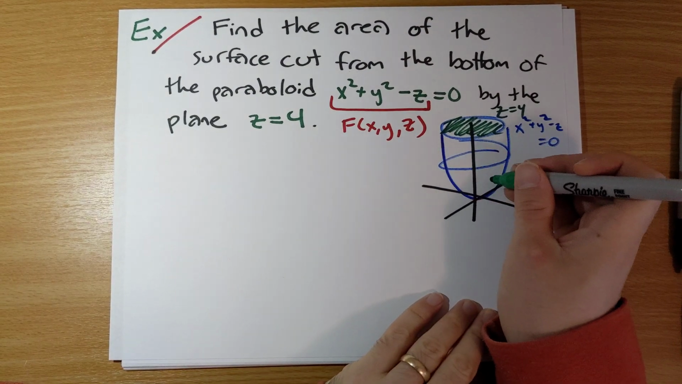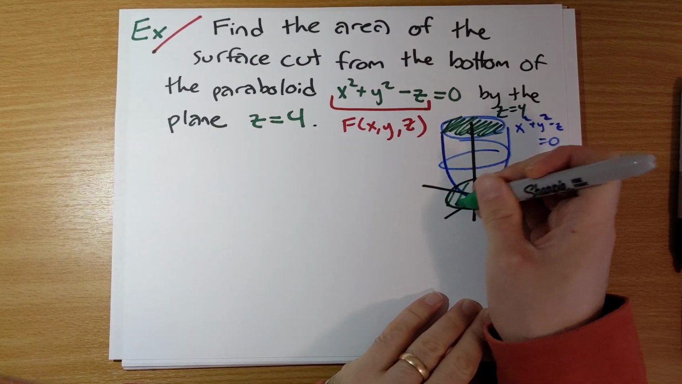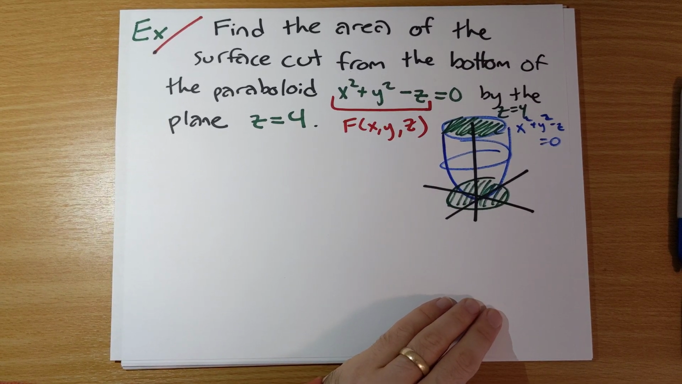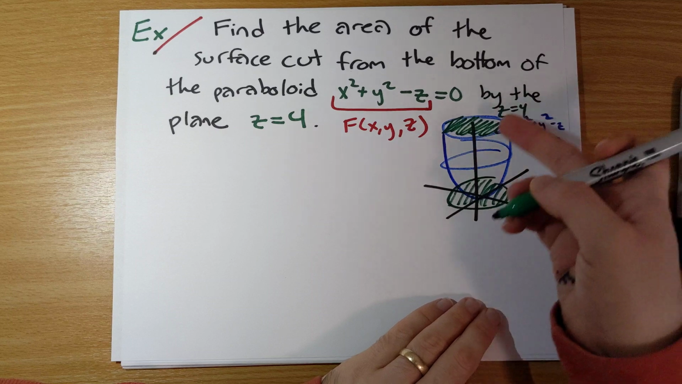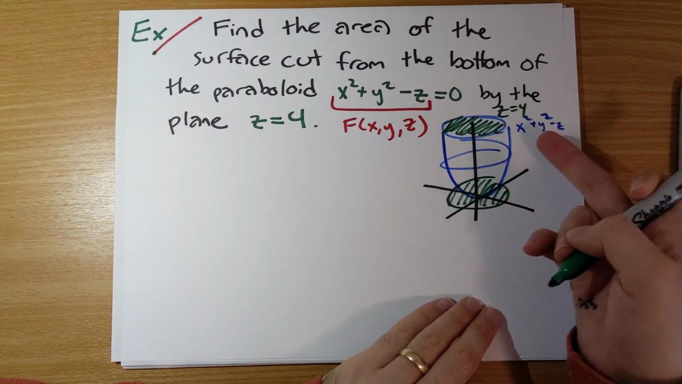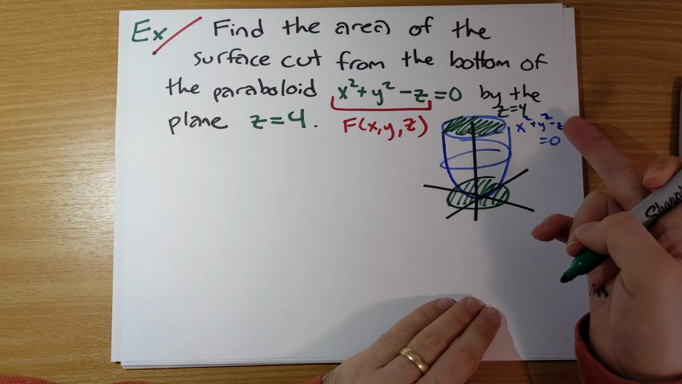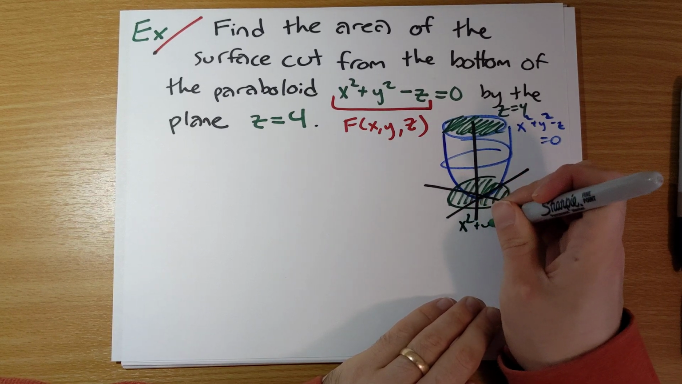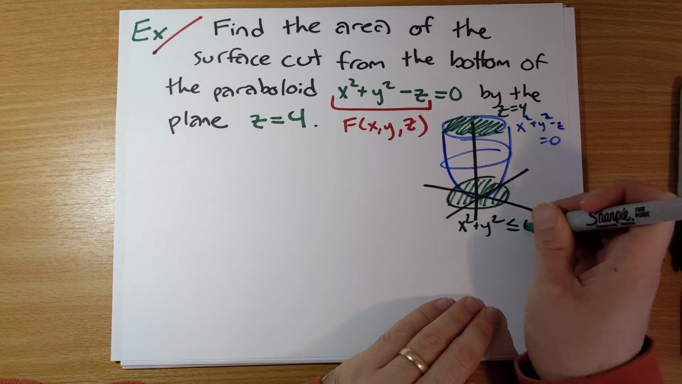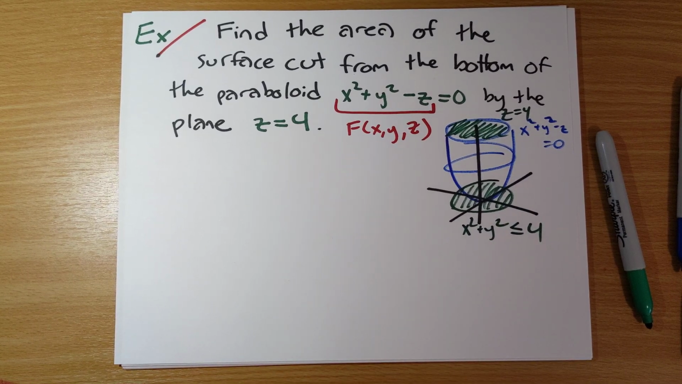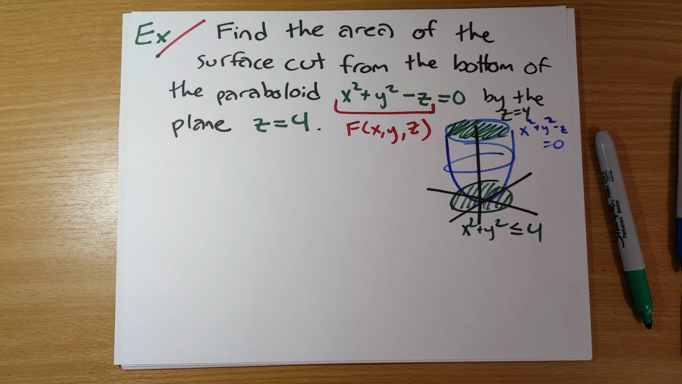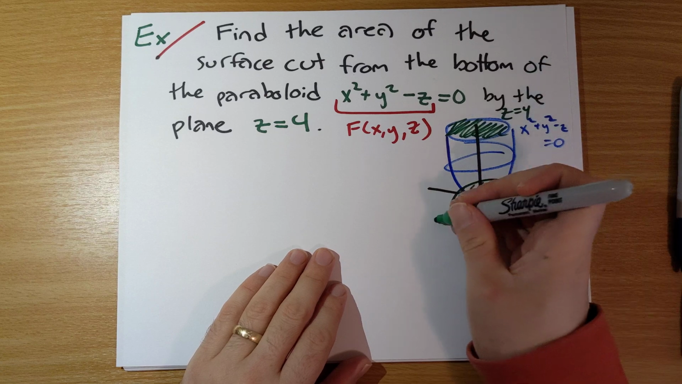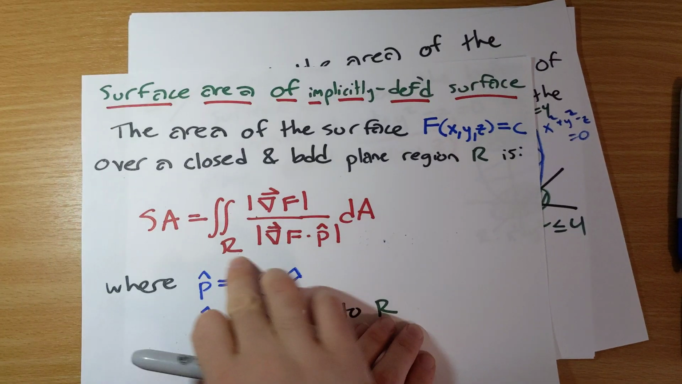Well, what is our closed and bounded plane region R? We need to think of the shadow down in the xy plane. If up here is z is equal to 4, that would be x squared plus y squared minus 4 is equal to 0. That would be x squared plus y squared. If we fill this in, x squared plus y squared is at most 4. So this is going to be our region R that we are integrating over.